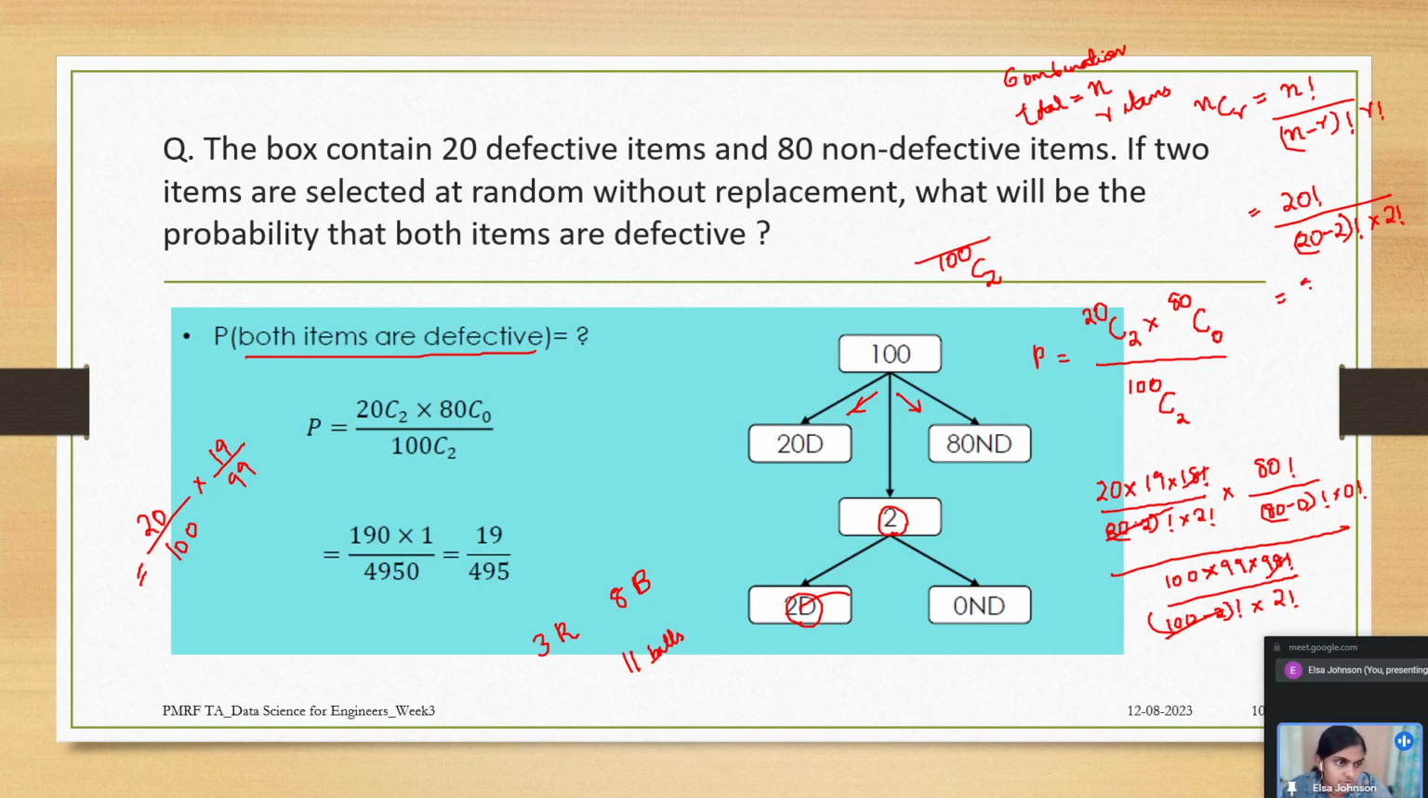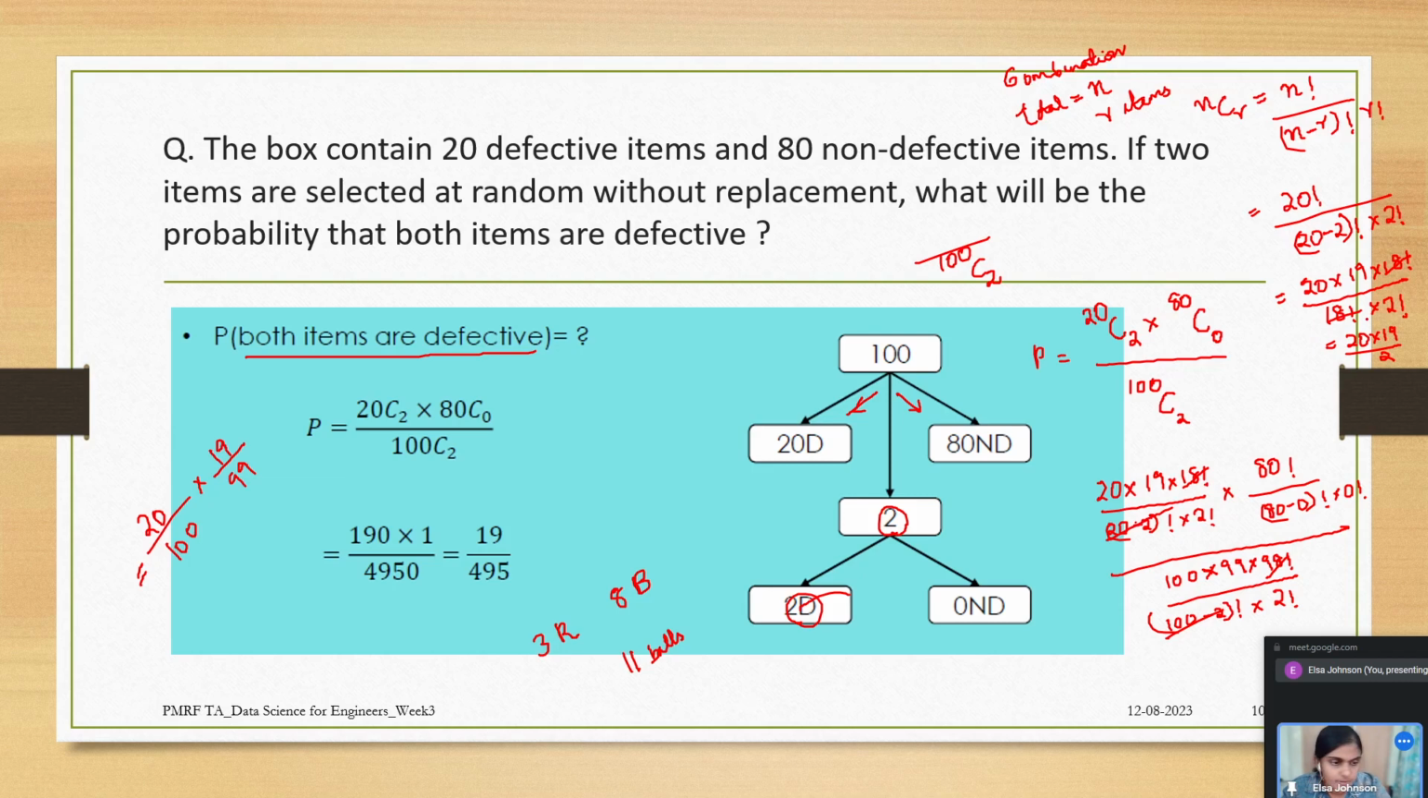That's why I had written 20 into 19 into 18 factorial by 18 factorial into 2 factorial. So it will be 20 into 19 divided by 2. 20 into 19 by 2.